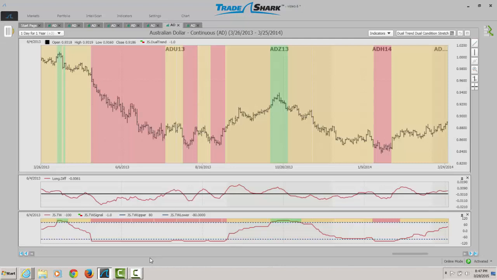Now, a perfect example of this type of application is the dual trend indicator, which we've actually detailed in some previous videos. Now, the dual trend indicator consists of the Jack Schwager trend weight combined with TradeShark's long trend difference. And here we have the dual trend indicator illustrated in the case where we're only taking trades when both signals are in agreement.